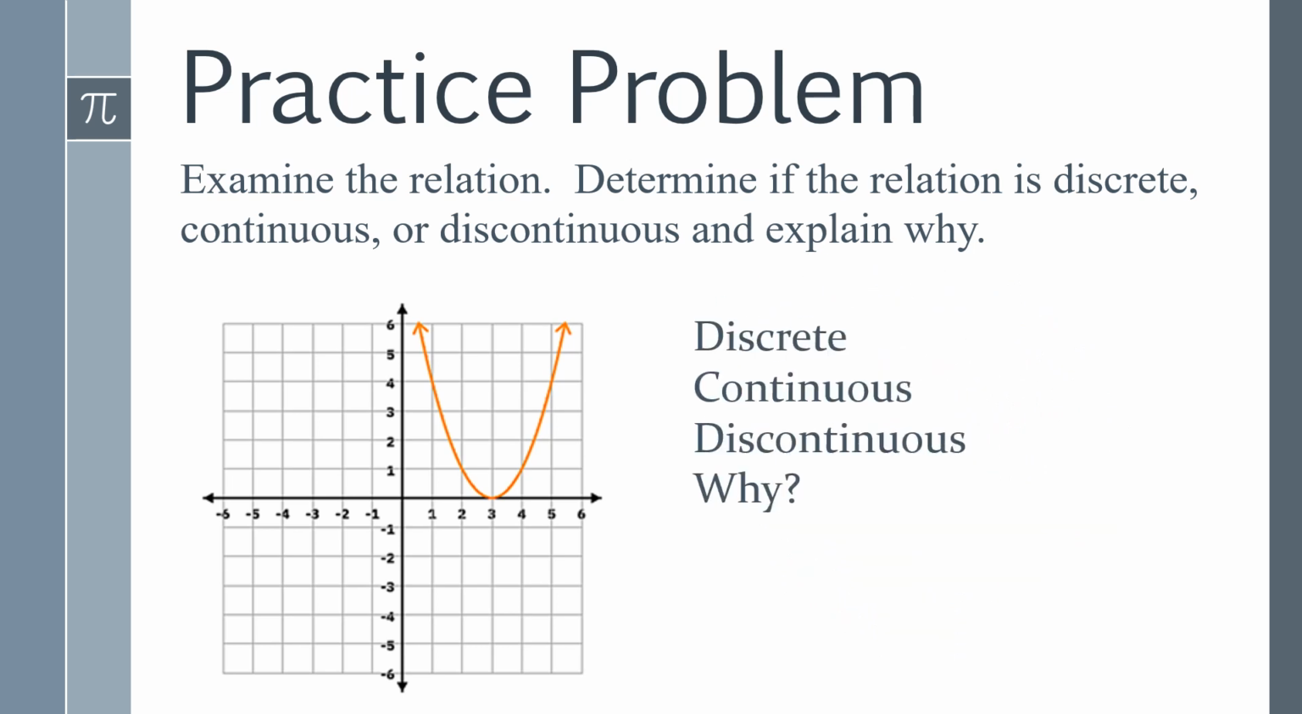Okay, look at this one. Decide whether it's discrete, continuous, or discontinuous, and explain why. Well, we can see here that this graph is not discrete, and there's no gaps, so it is continuous. Why? No holes or gaps.